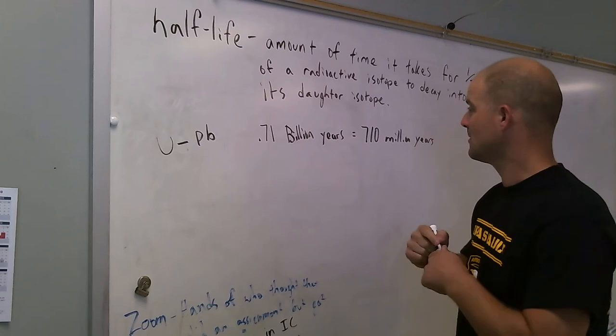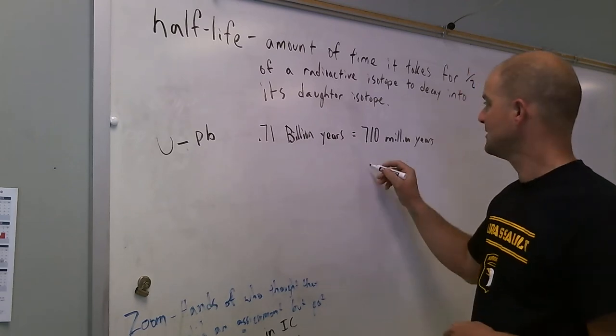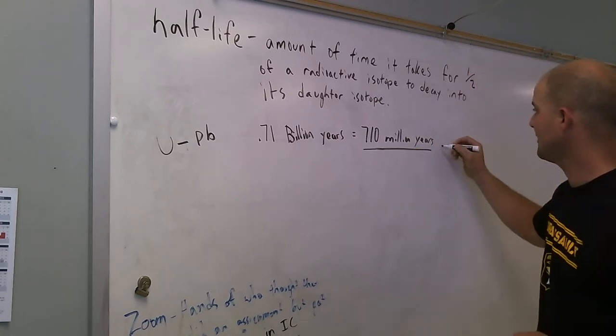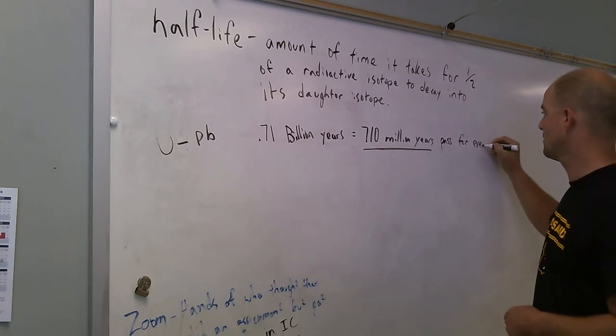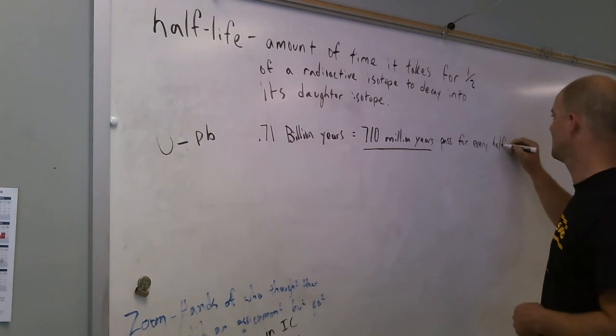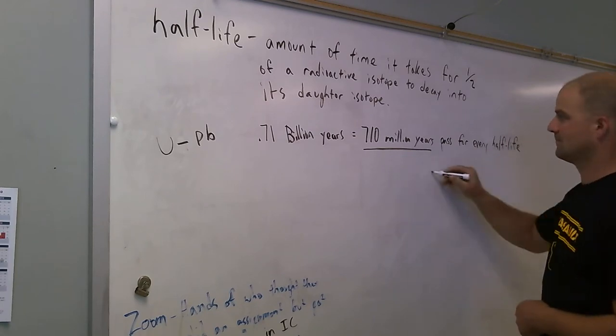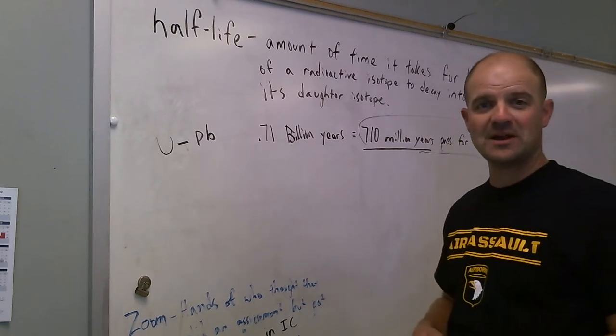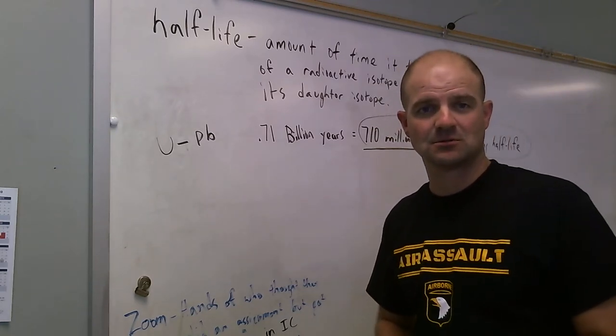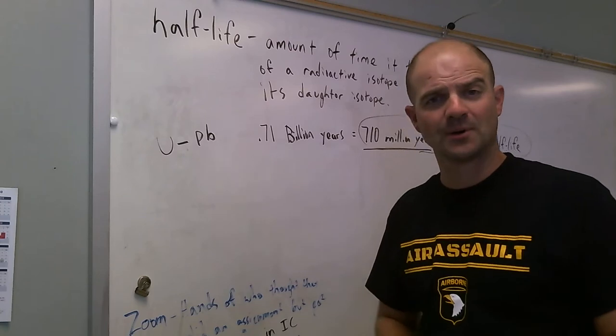Okay, so after one half-life of the uranium we're sampling here, or using as an example here, 710 million years pass for every half-life. In other words, the half-life of that uranium isotope is 710 million years. Okay. Now, why is that important?